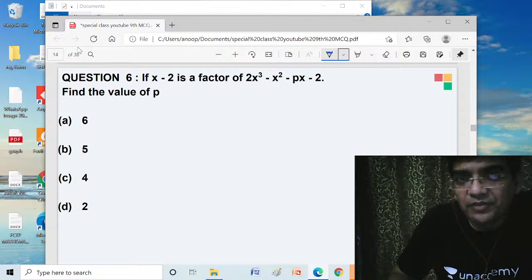So here, first of all, let me find the 0 of the divisor. You have already done this in the previous question. How can it be done? I will equate the divisor with 0 and I will get the value of x as 2. Now I will substitute this value of x in this polynomial.